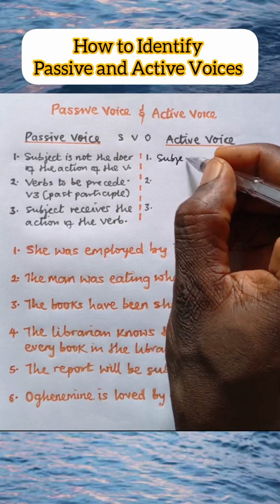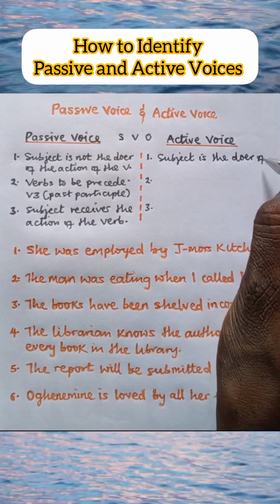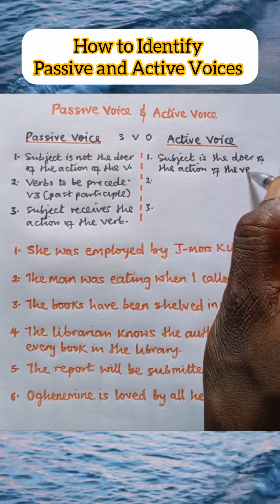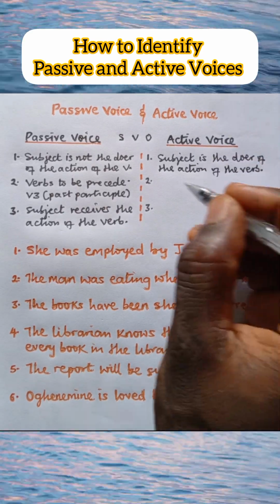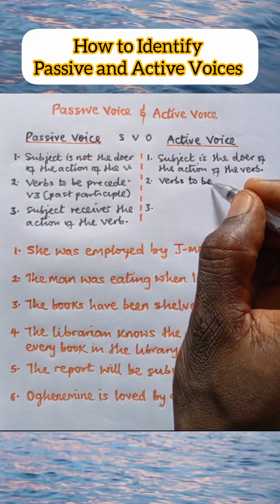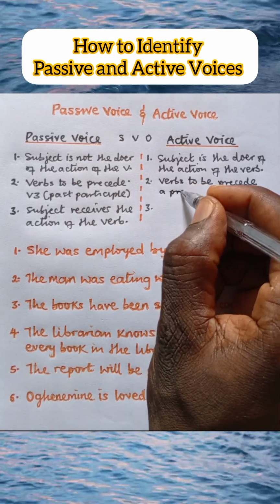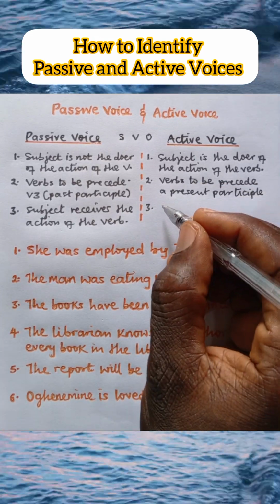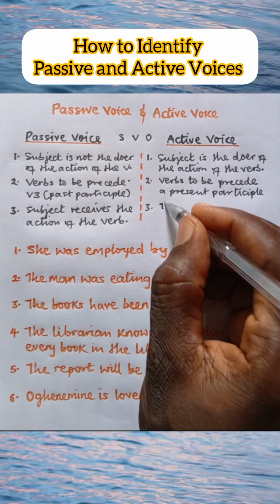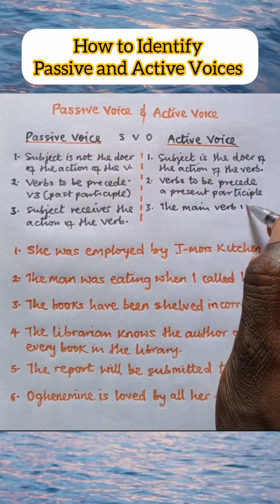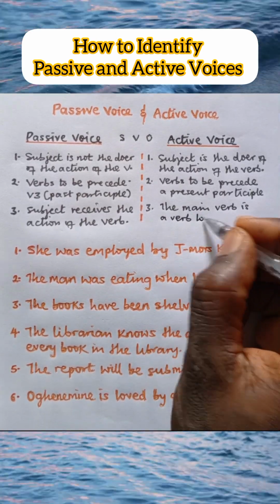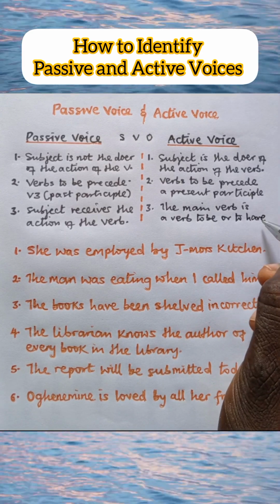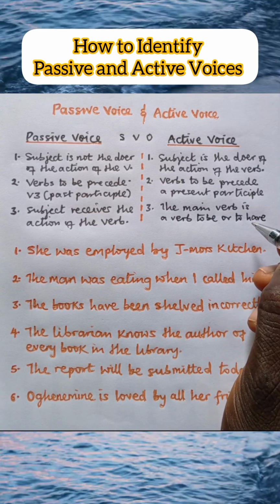In active voice, the subject of the sentence is the doer of the action of the verb. Point number 2. In active voice, a verb to be precedes a present participle verb. Point 3. If the main verb in the sentence is a verb to be or a verb to have, know that the sentence is in the active voice.